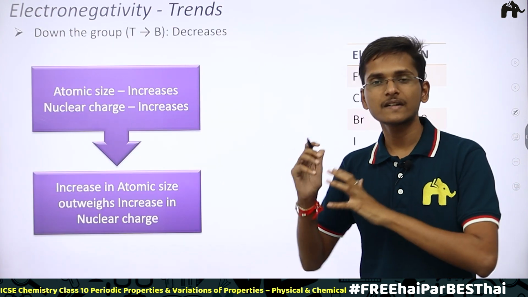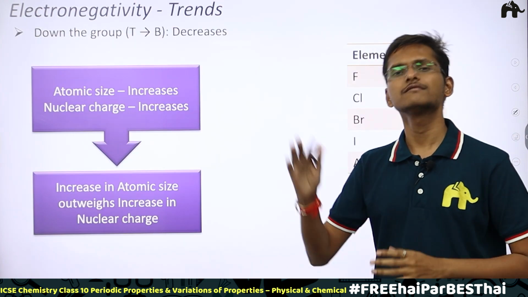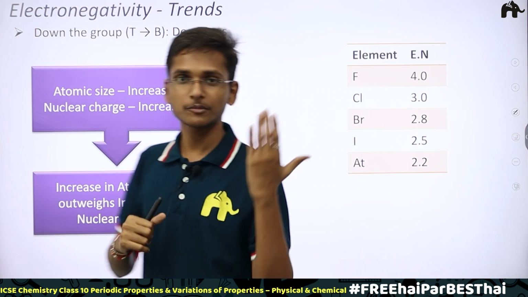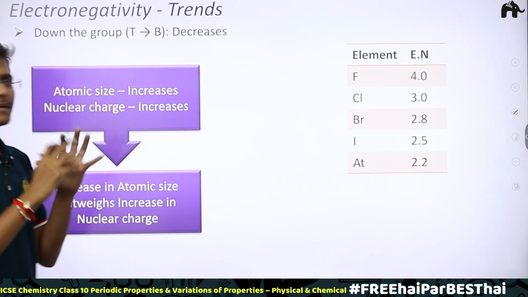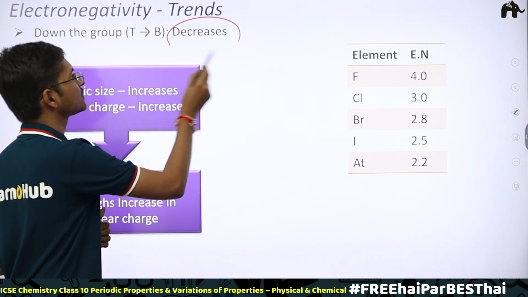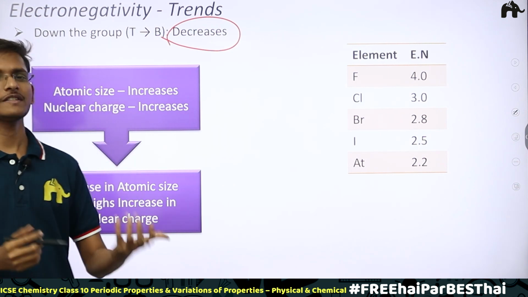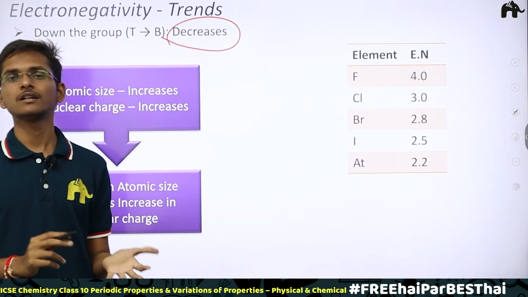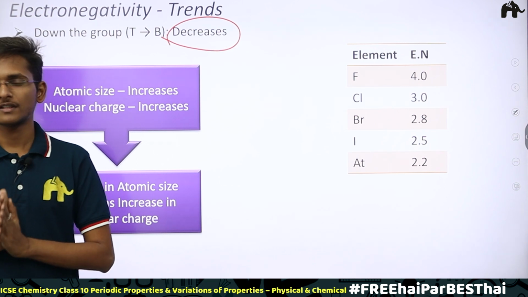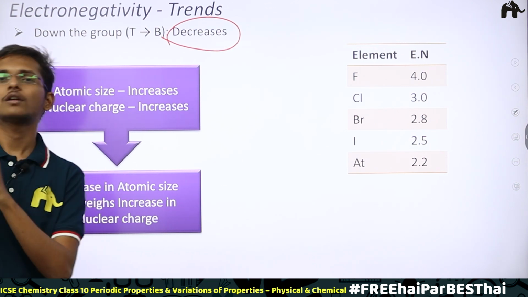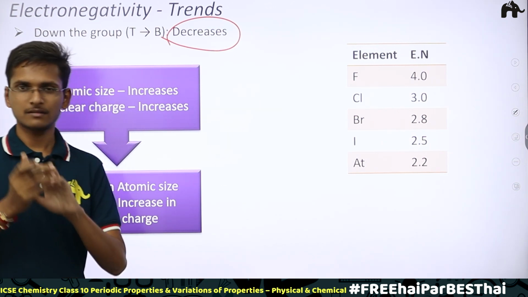Now let's see the trends shown by the electronegativity. First, when we move down the group from top to bottom, what is happening to the electronegativity? Electronegativity is decreasing. And why is this so? Very similar reason, the very same type of reason as that of all the periodic properties. The logic is absolutely the same.